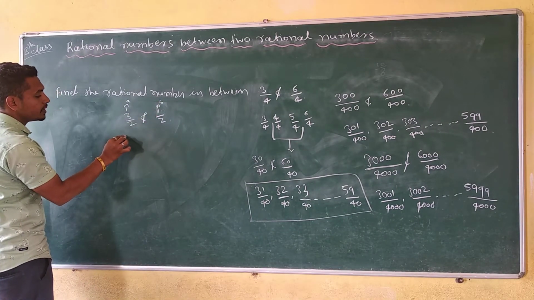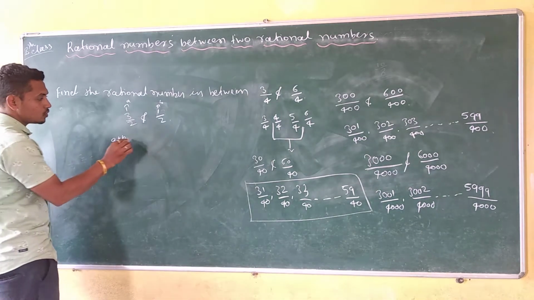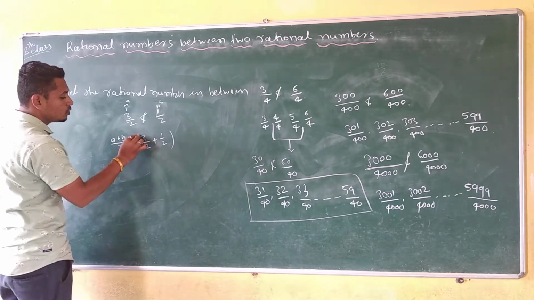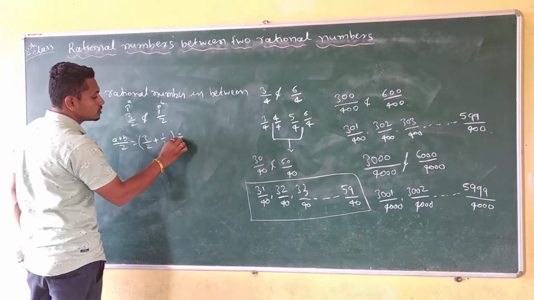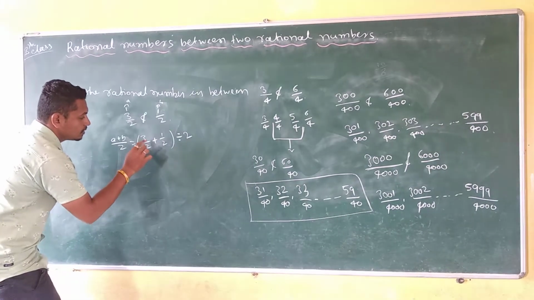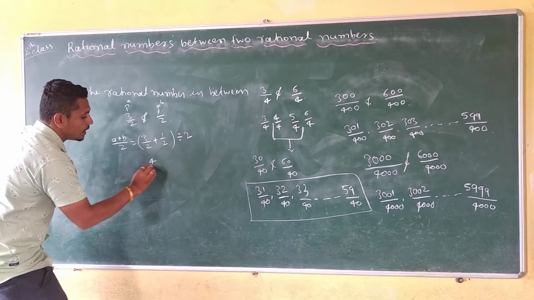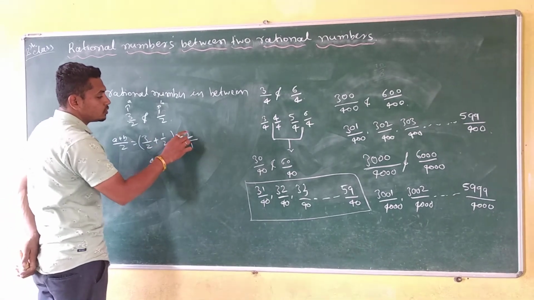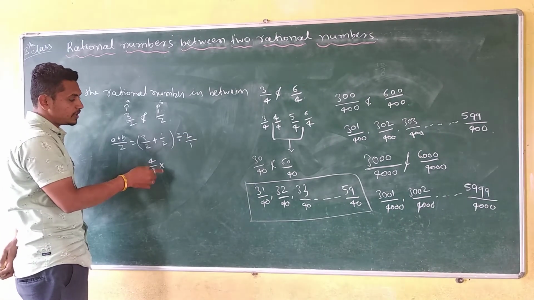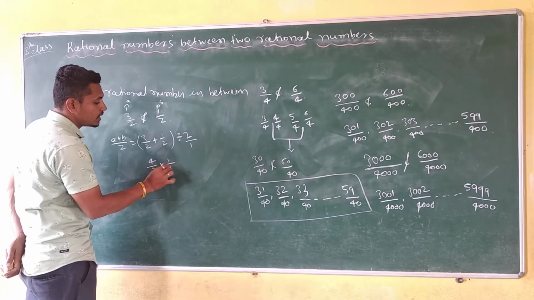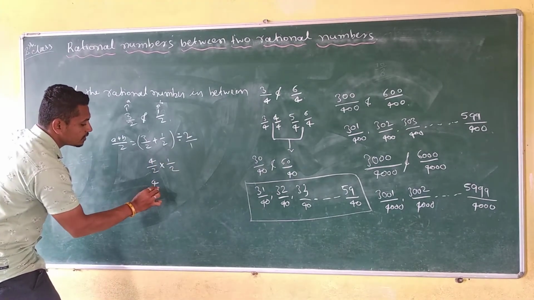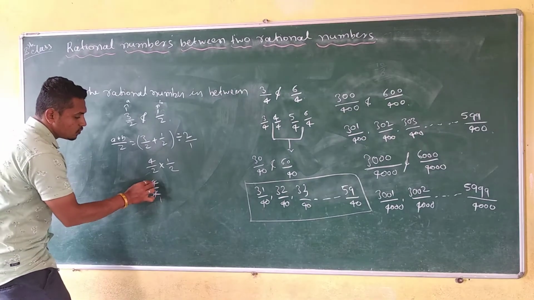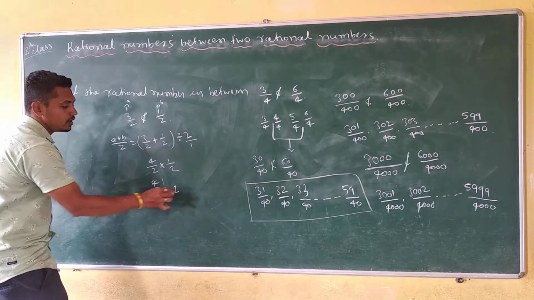What is the mean? This is considered as a and this is considered as b. So (a plus b) divided by 2 is the mean. So here, 3 divided by 2 plus 1 divided by 2, all divided by 2. See here, 3 plus 1 is 4, 4 divided by 2, into the inverse of 2, which is 1 divided by 2. So 4 divided by 4, and 4 divided by 4 is 1. This is your rational number.